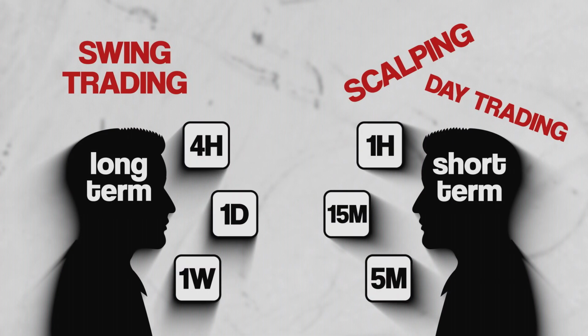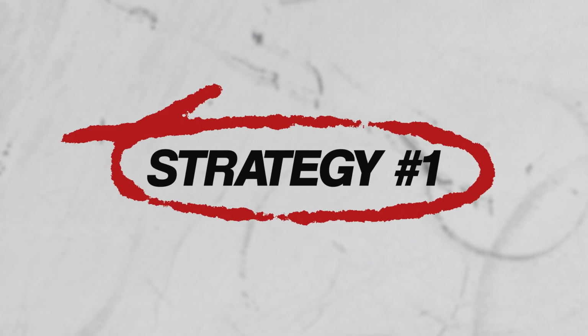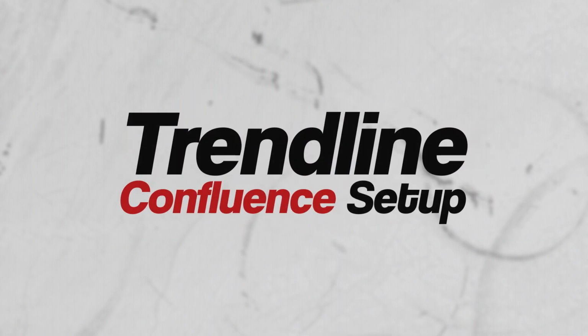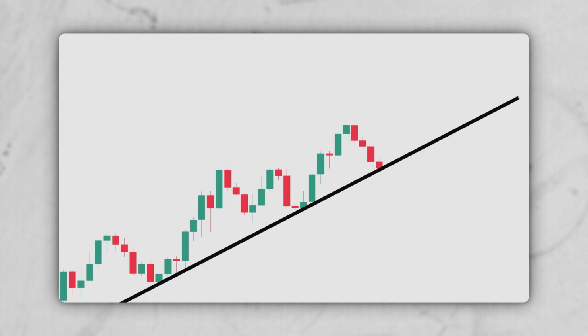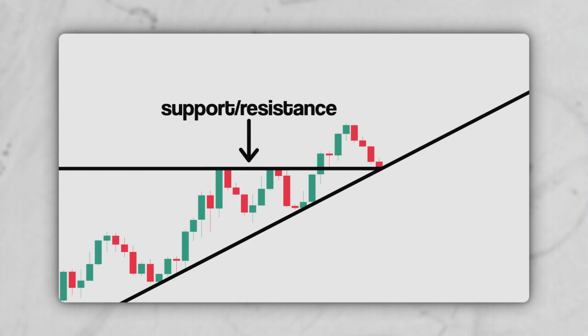Now that we understand how to draw trend lines correctly, let's move on to the first strategy I use. This is one of the approaches that has made me a lot of money over time. The first strategy is called the Trendline Confluence Setup. This strategy focuses on trading areas where a trend line aligns with a key support or resistance level.